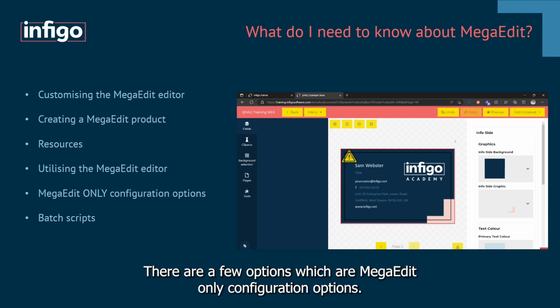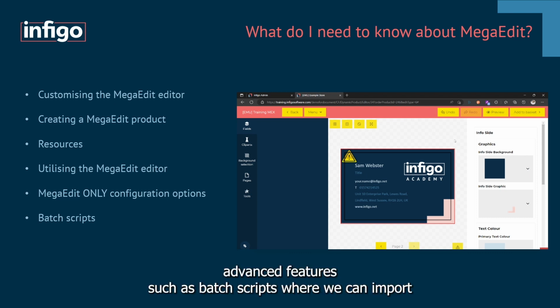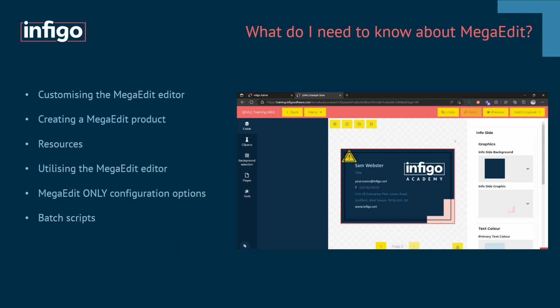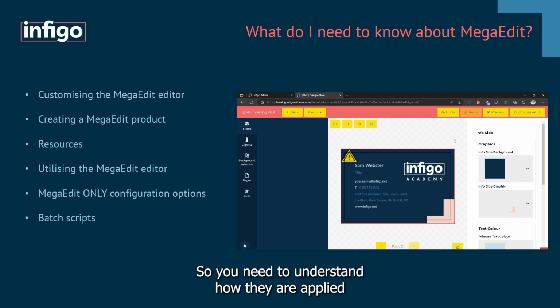There are a few options which are MegaEdit only configuration options, so this is things such as setting up pricing, and there's additional advanced features such as batch scripts where we can import vast quantities of information, which again is not going to be included in Invent itself, so you need to understand how they are applied within MegaEdit.